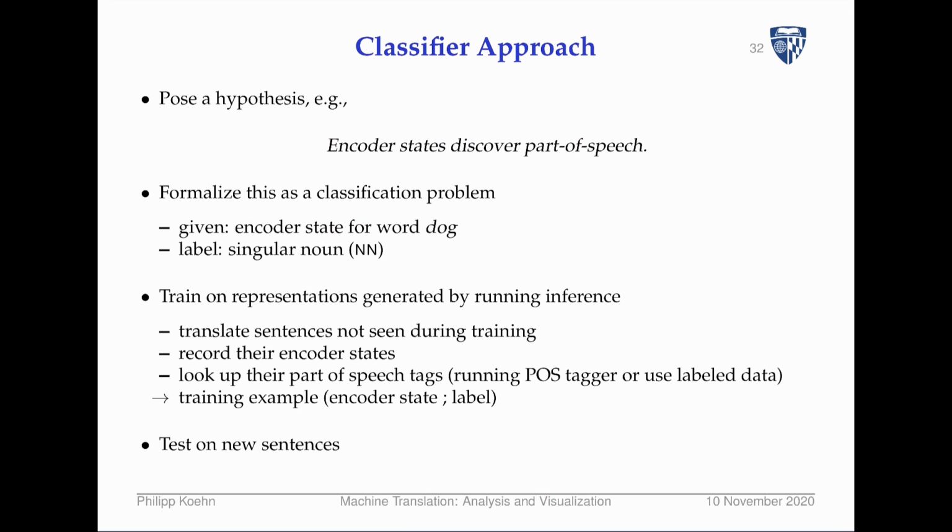We can train this by running inference on a bunch of sentences, running part of speech tagging on the input, and then figuring out whether it actually makes these predictions. So we translate some sentences not seen during training, we record the encoder states, and we also know their part of speech, so we run a part of speech tagger on the input sentence, or actually translate data that is already labeled for part of speech. That gives you a bunch of training examples of encoder state and label. That allows you to build a classifier, and then you can check how well it does.